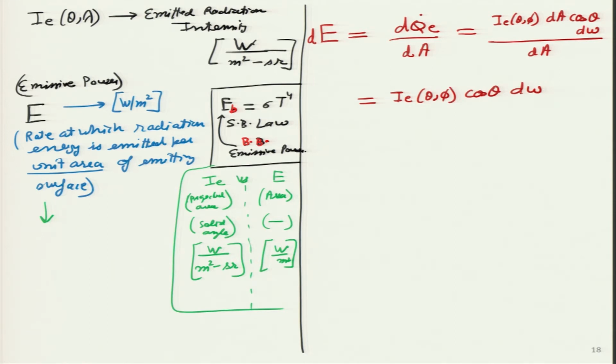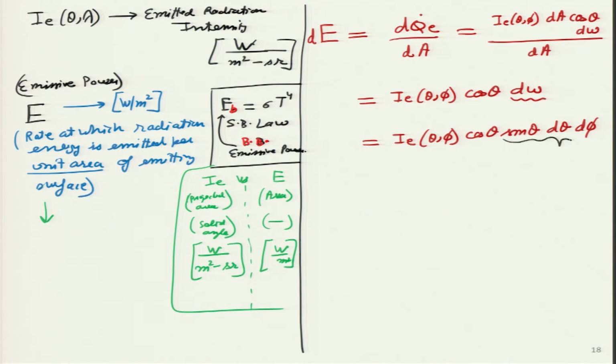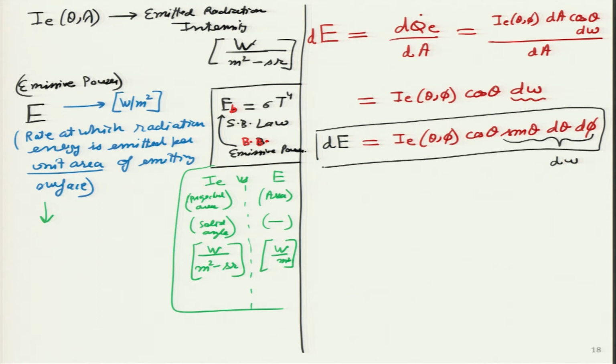And d omega I can write in full form, so it is simply I_E(theta, phi) cos theta sin theta d theta d phi. Why have I written it in long form over here? Because this whole thing is simply d omega. We have already figured this out 2 slides back. So, the left hand side is the differential emissive power. E is the emissive power, and when we are taking dE, we are taking a small amount of emissive power.